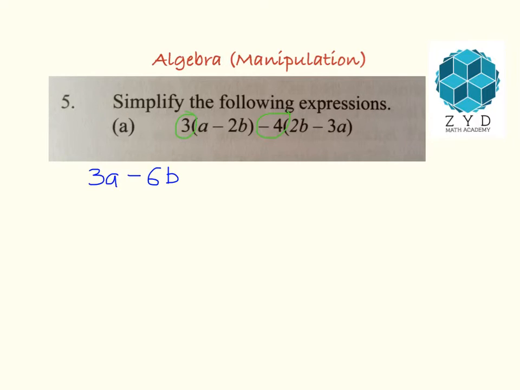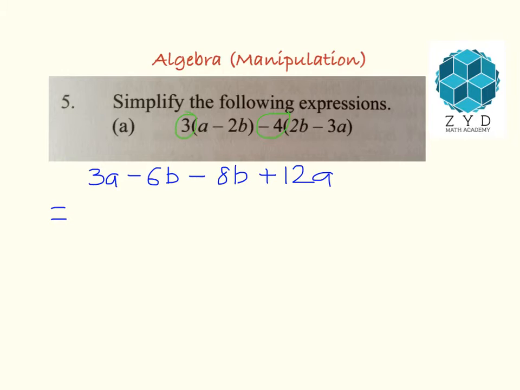The second bracket, when we open up, is a minus 4 multiplied by positive 2b is negative 8b, and a negative 4 multiplied by a negative 3a is a positive 12a. So this is what happens when we open up all the brackets. And let's see how we evaluate this.